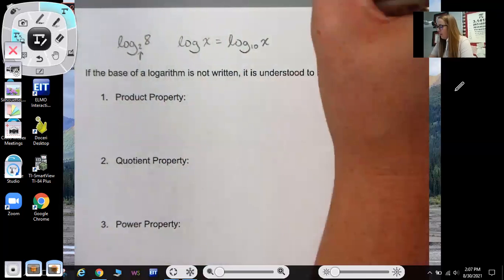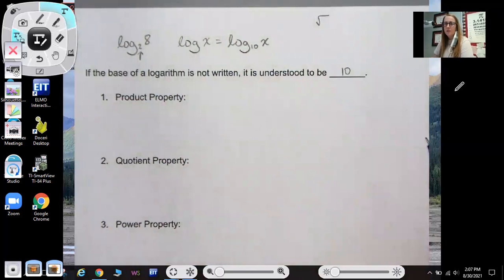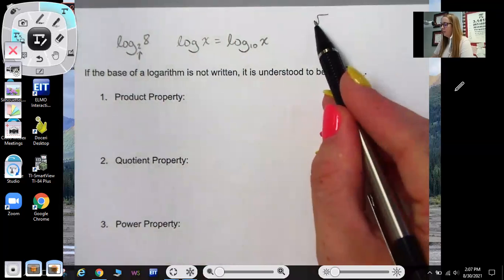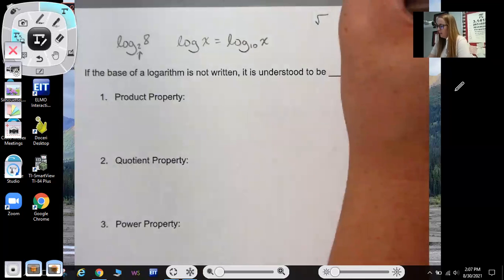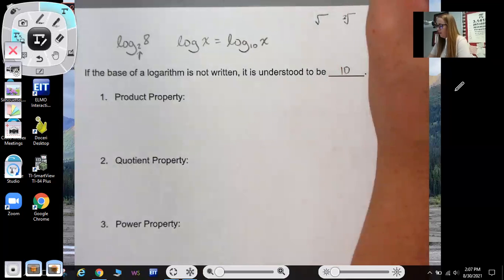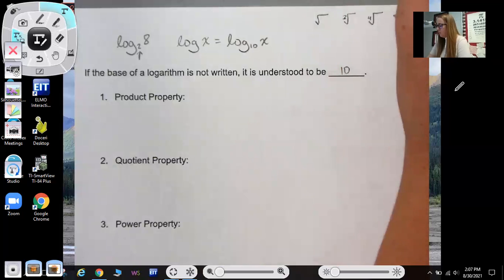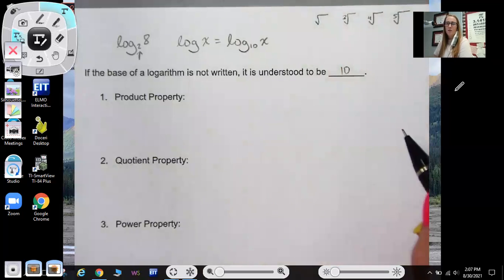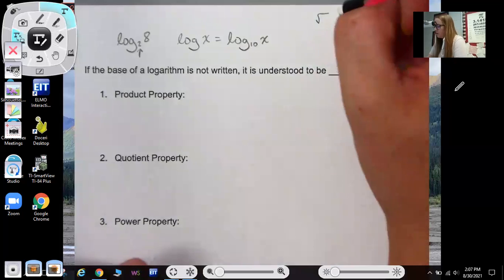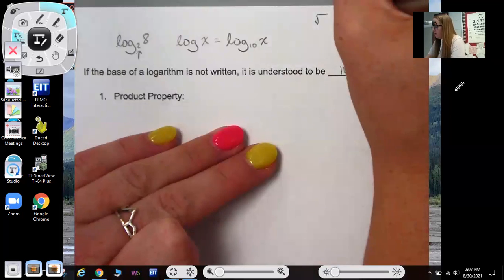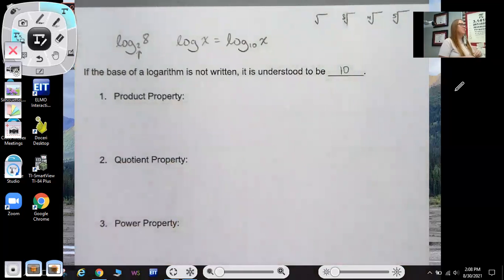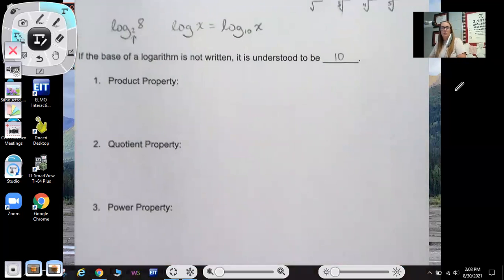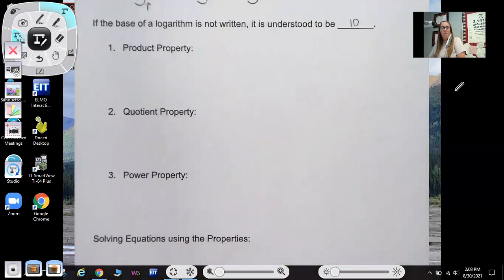So just like we have the square root, even though the root is not written, we know that it's a square root. The root is 2, because any other root would actually have the number written, cube root, fourth root, fifth root, and so on. But if there's a square root that doesn't have a written root, it's understood to be 2. So with logarithms, if the base is not written, it's understood to be 10. That will come more into play from now on.